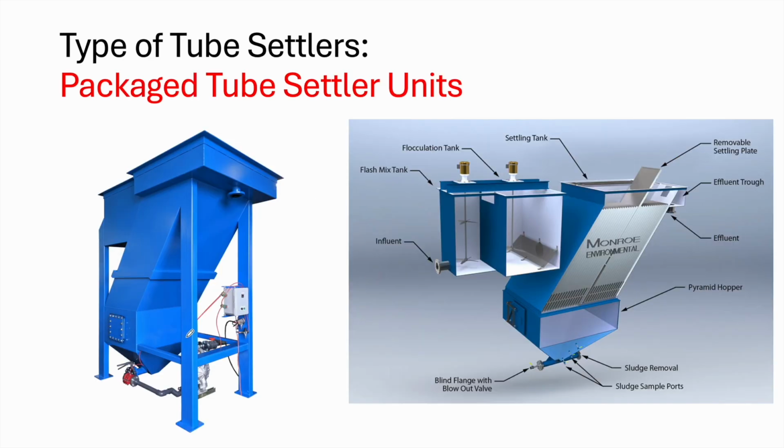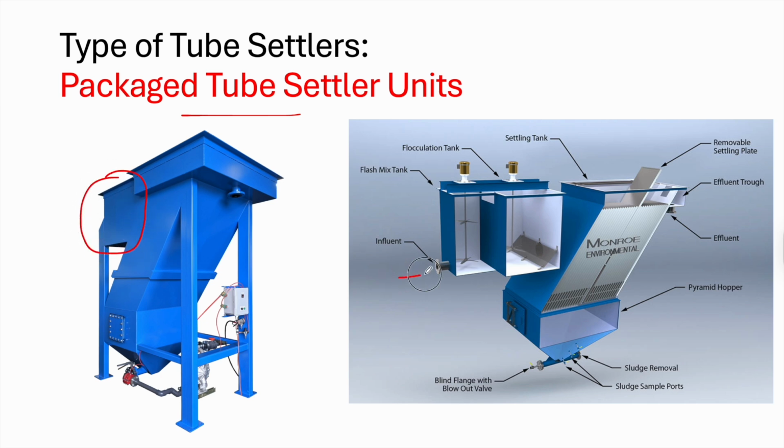Now let's go through the types of tube settlers. We can have a packaged tube settler unit. What does this mean? We can have an already manufactured package. This is mainly used for small to medium scale projects. And within these packages, we have a coagulation and flocculation unit. So this is the unit here, for example.